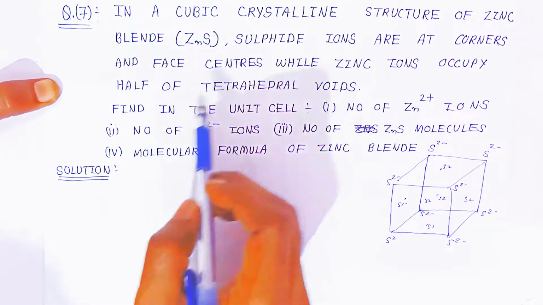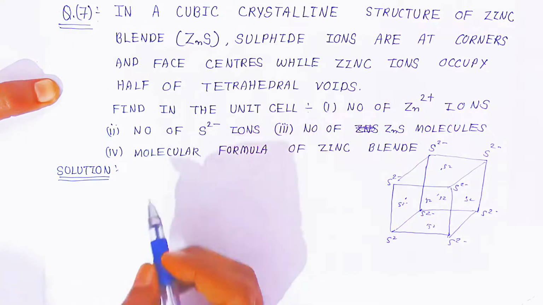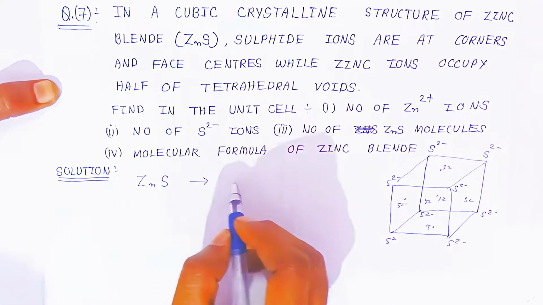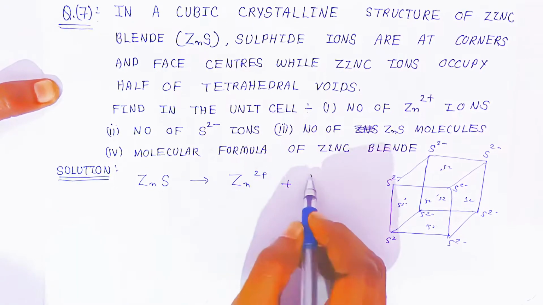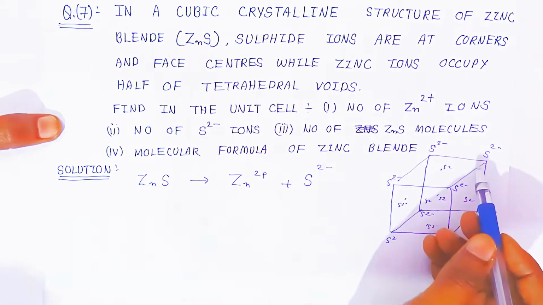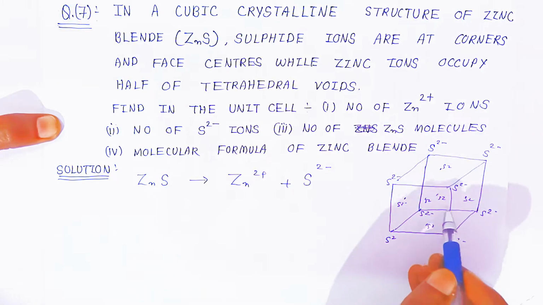Zinc ions, students, occupy half of the tetrahedral voids. Zinc 2 plus. Now, students, when you are talking about zinc sulfide, it is made up of zinc 2 plus and sulfide 2 minus. Understanding, students? Now we are talking about how many sulfide ions will be there. Sulfide ions will be present in the cubic crystalline structure.